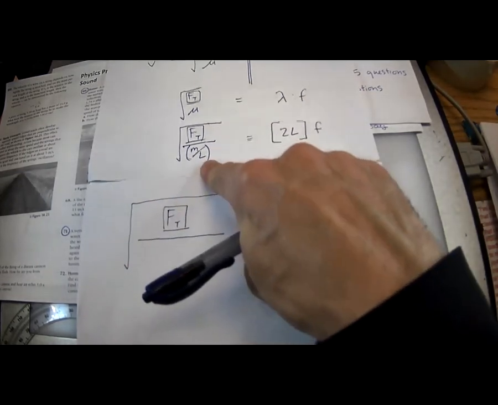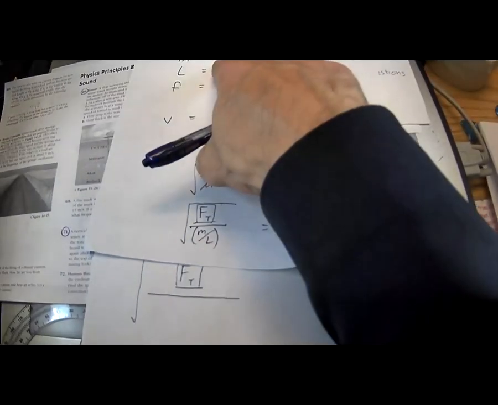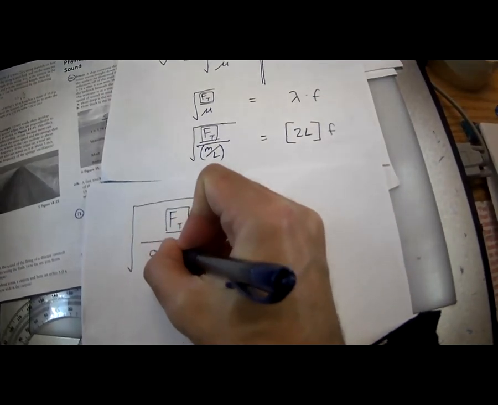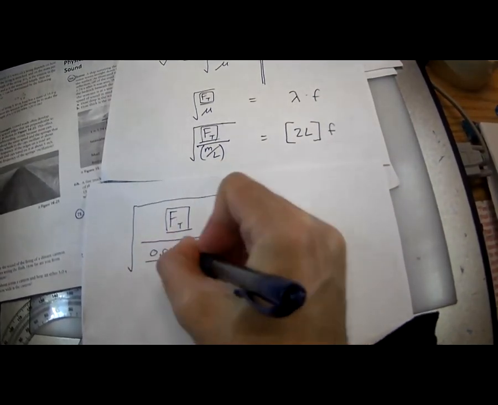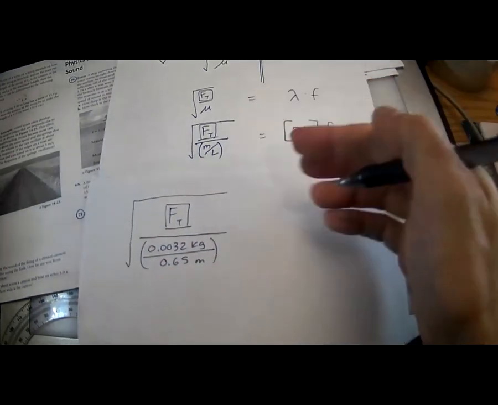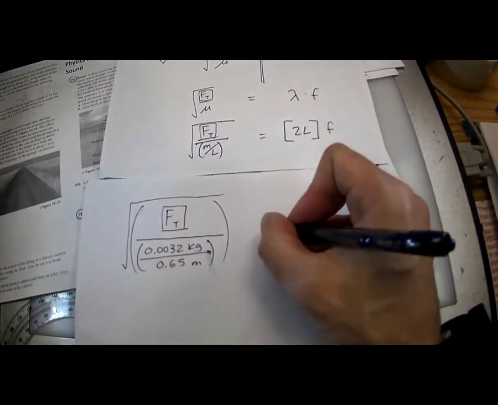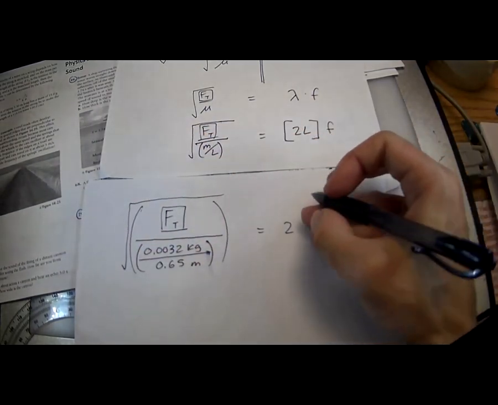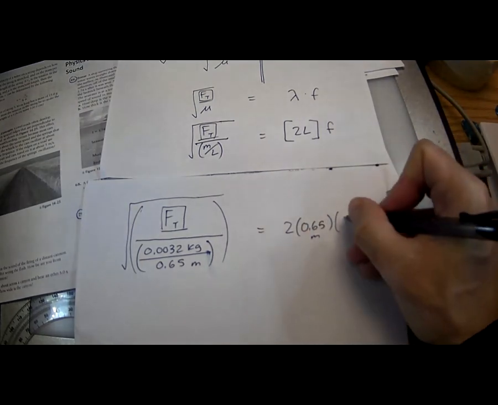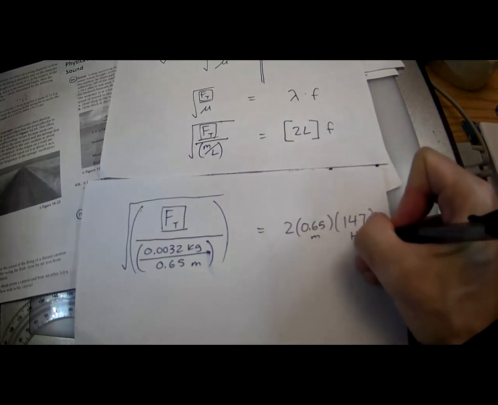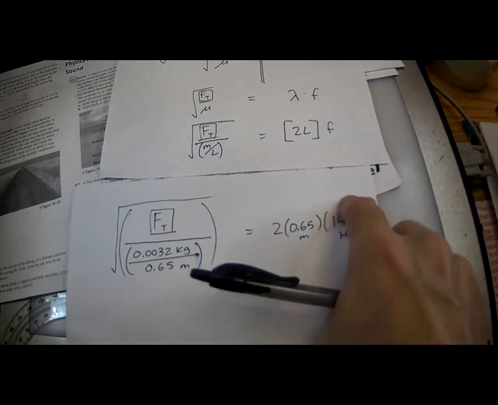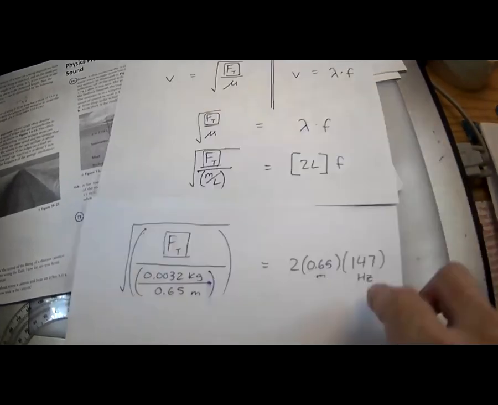Divided by linear mass density, mass per length. So remember, it was a tiny number of kilograms per this length. So put that in right here: 0.0032 kilograms divided by 0.65 meters. Right? Then we've got a fraction within a fraction. And that's equal to 2 times the length of the string, which is 0.65 meters, times the target frequency, which is 147 hertz. You guys remember hertz is like 1 over seconds, so meters times 1 over seconds is like meters per second, which describes a speed, doesn't it? All right.